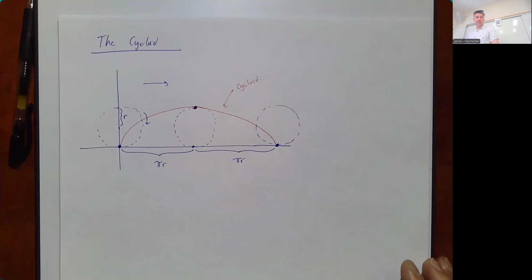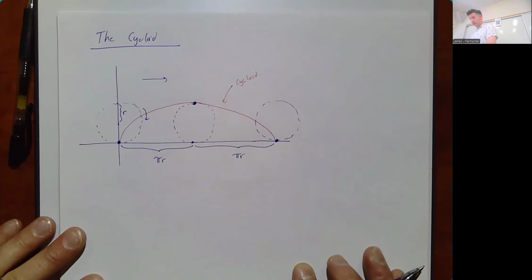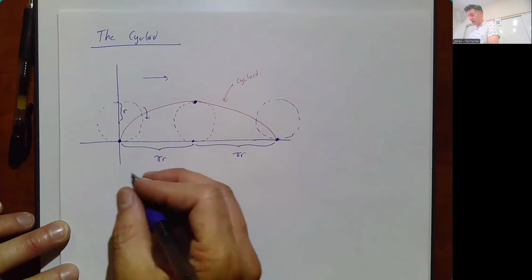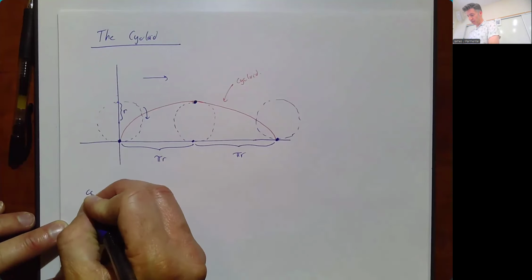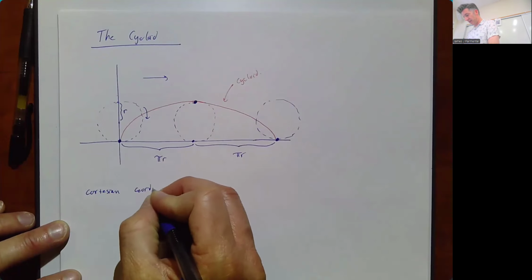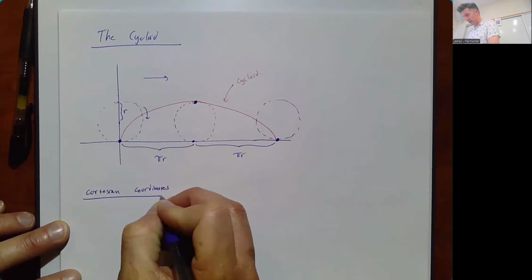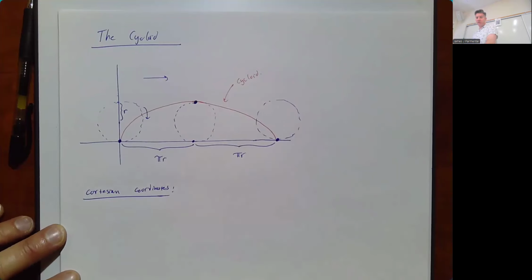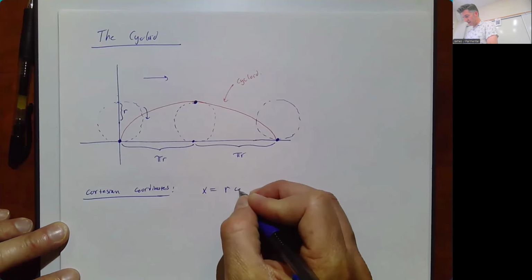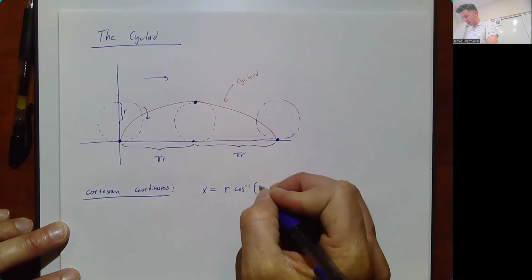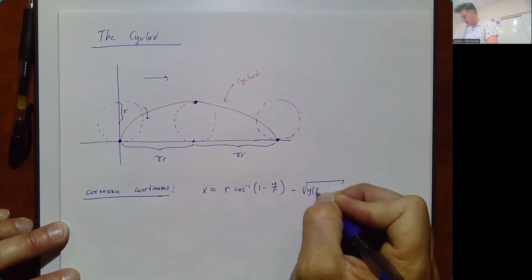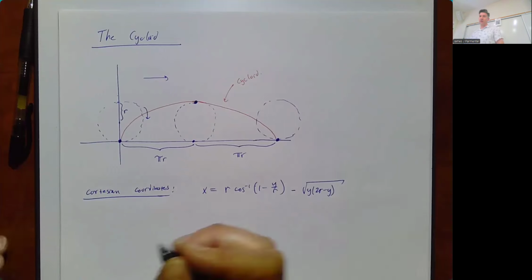Parameterizing this is actually kind of terrible. I'm going to just give it to us instead of deriving it because it's a little bit awful. In Cartesian coordinates, you really don't want to know this. I would not recommend writing this down, actually. In fact, I'm hesitant to write it down, but I will. So the Cartesian coordinates are x equal to r times the inverse cosine of 1 minus y over r, minus the square root of y times 2r minus y, where r is just whatever the radius is.